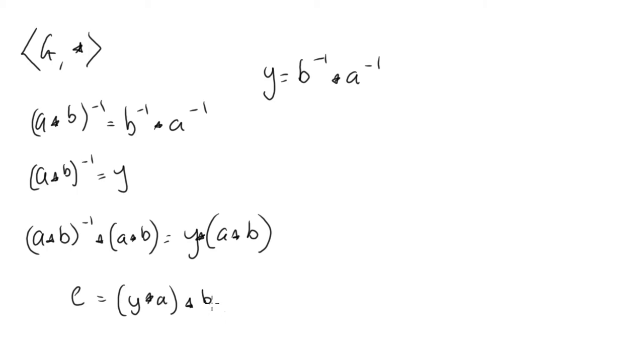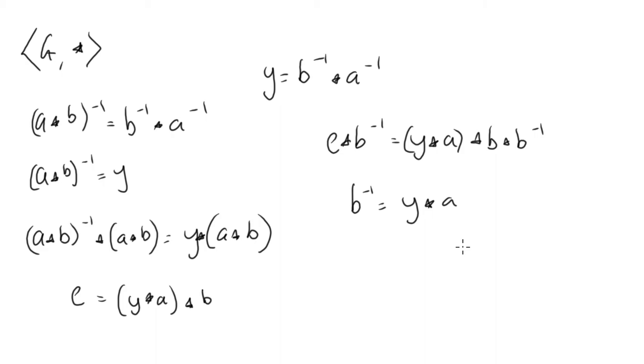So now I can just multiply both sides by the inverse of B. I get E multiplied by the inverse of B is equal to Y multiplied by A multiplied by B multiplied by the inverse of B. Obviously B times the inverse of B is simply the identity element, and the identity element times this is just going to be this. Same thing goes here: the identity element times the inverse of B is just the inverse of B, and I get Y times A on this side. Now I'm just going to multiply both sides by the inverse of A.